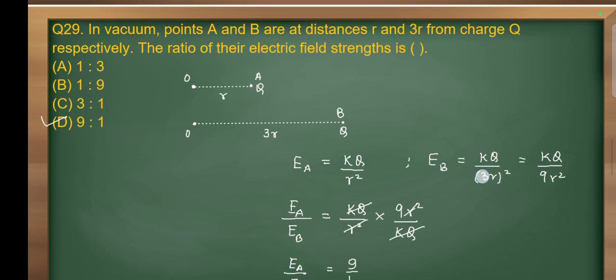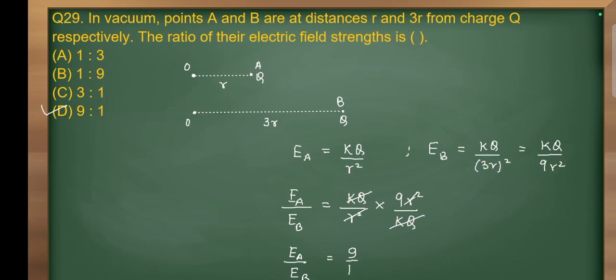Question number 29. In vacuum, points A and B are at a distance of r and 3r from charge q respectively. The ratio of their electric field strength is.